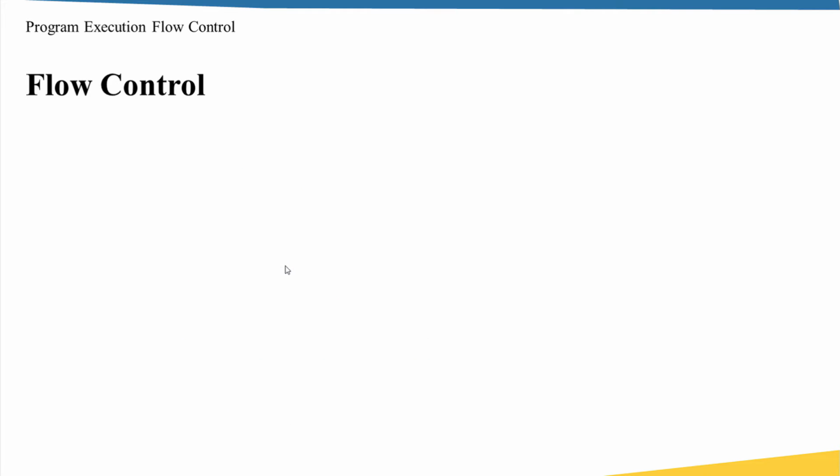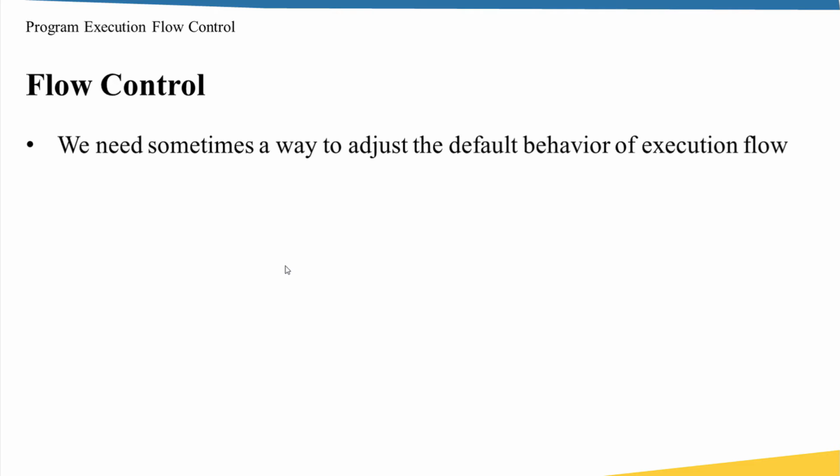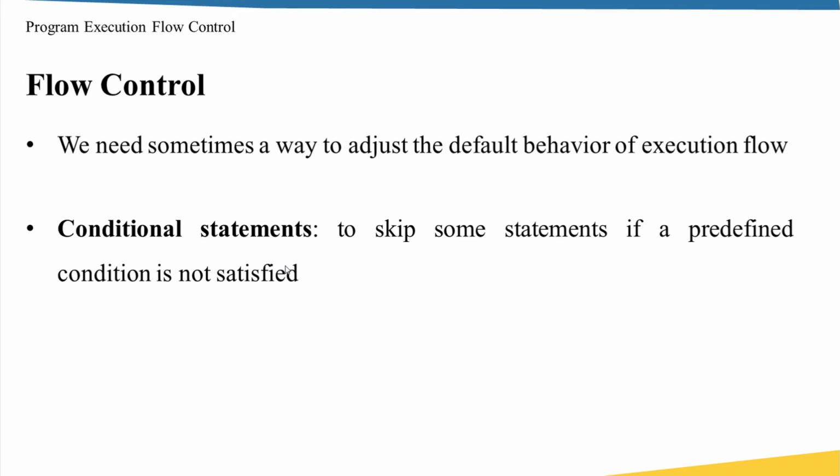Now let's understand what the meaning of flow control is. Flow control is a way to adjust the default behavior of execution flow. As we saw before, the default behavior of execution flow is from left to right, from top to bottom. But sometimes I need a way to adjust this behavior for different reasons. For example, maybe I want to skip some statements if a predefined condition is not satisfied. In other words, I want some statements to be executed based on a condition. And in order to do that in Python, we have to use conditional statements.